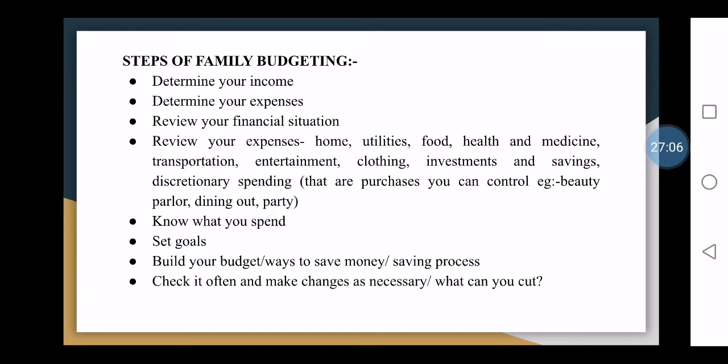Then review your financial situation. Then you have to review, or you have to see what is my situation.